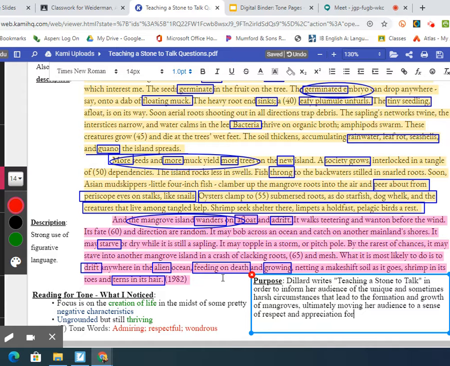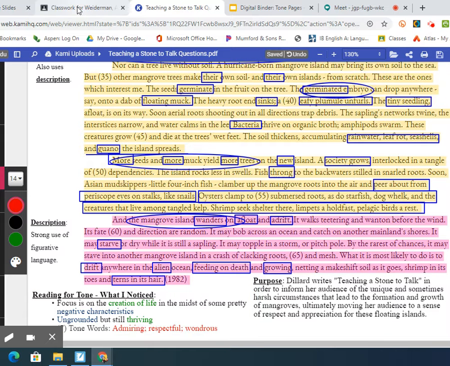I feel like I need to add something after respect and appreciation for, without repeating the word mangroves. Ultimately, moving her audience to a sense of respect and appreciation for. Moving onward. There you go.